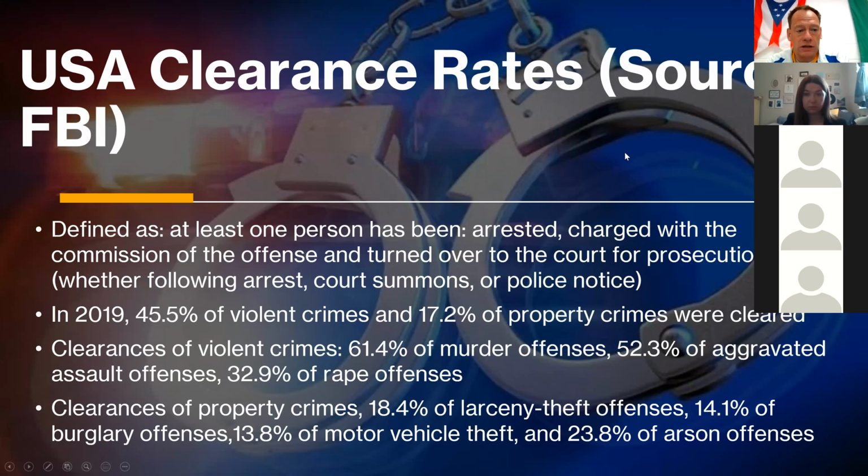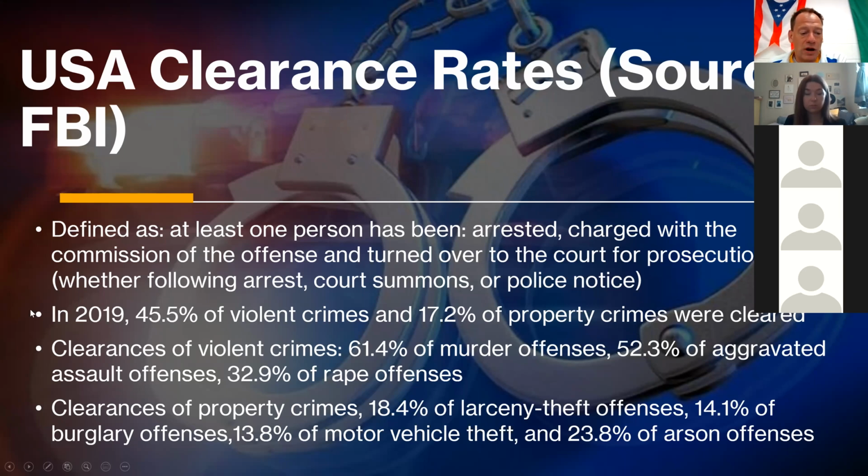Now, here are some clearance rates. Here's what the clearance rate is. I learned this a couple of weeks ago. The FBI defines clearance as at least one person has been arrested, charged with commission of the offense, and turned over to the court for prosecution, whether following arrest, a court summons, or police notice. In other words, the police have cleared the crime. The police have said, we've investigated this crime. This is the person that we think has done it. And they've turned it over to the criminal justice system at that point.